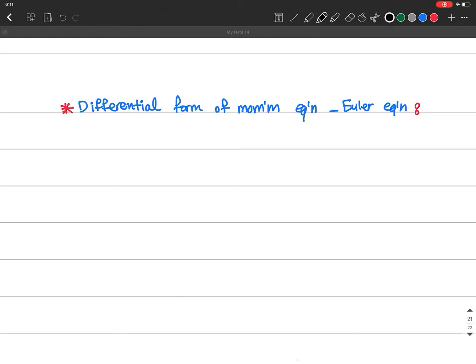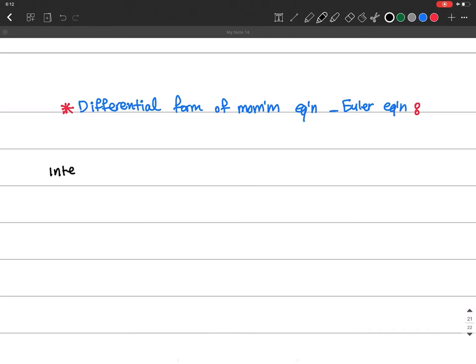So in this session, I'm going to derive the differential form of the momentum equation in the inviscid form, which is called the Euler equation. Again, we are going to start with the integral form of the equation, and then using Gauss's theorem, we are going to convert all the surface integrals to volume integrals and then derive the differential form of the momentum equation.